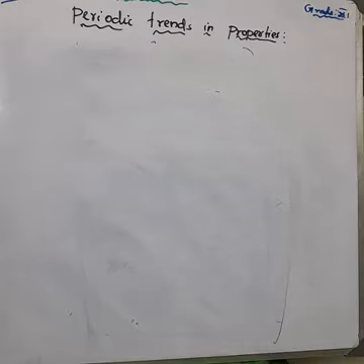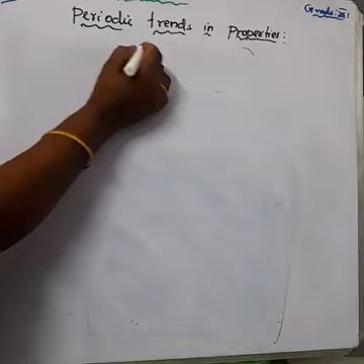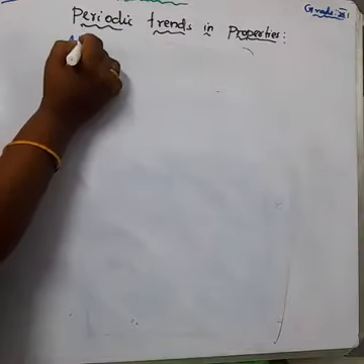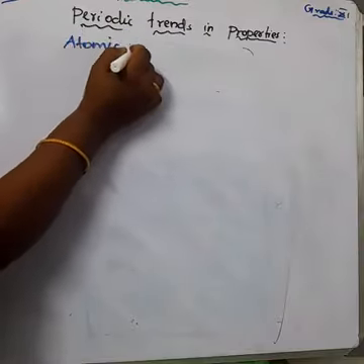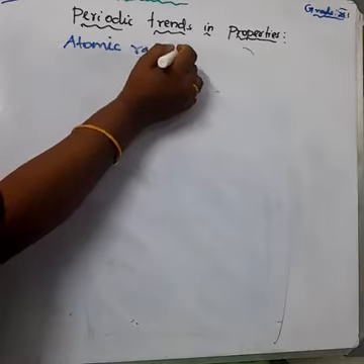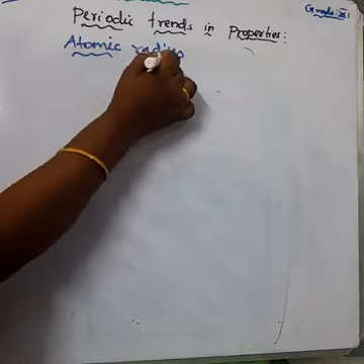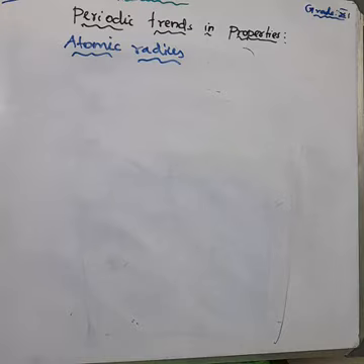As the atomic number of elements in the same period or group rises, there is a gradual variation in a particular property of the element. What are the properties? Atomic radius, ionic radius, ionization enthalpy or ionization energy, electron affinity or electron gain enthalpy, and last, electronegativity. There are 5 properties, all very important.